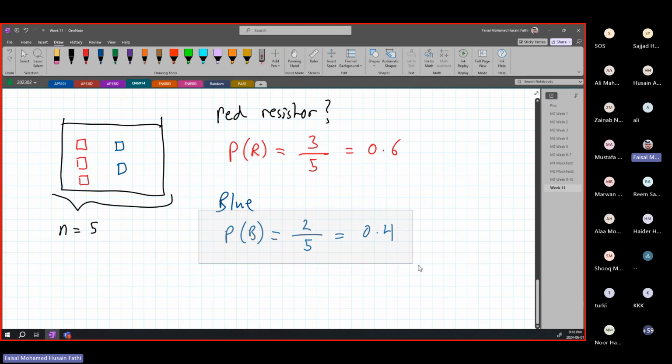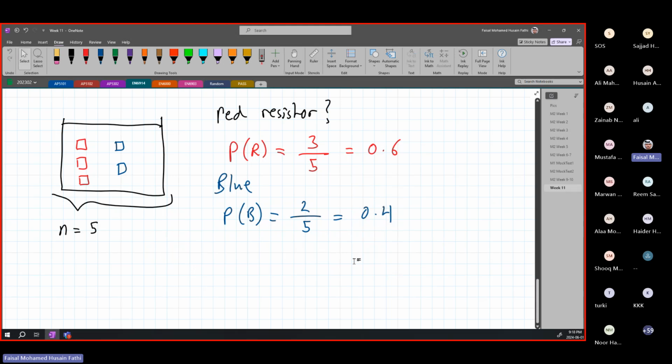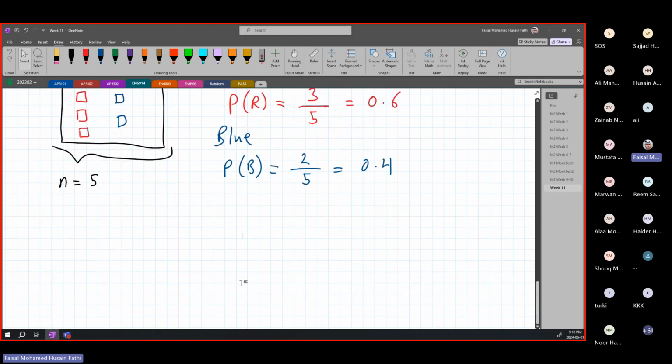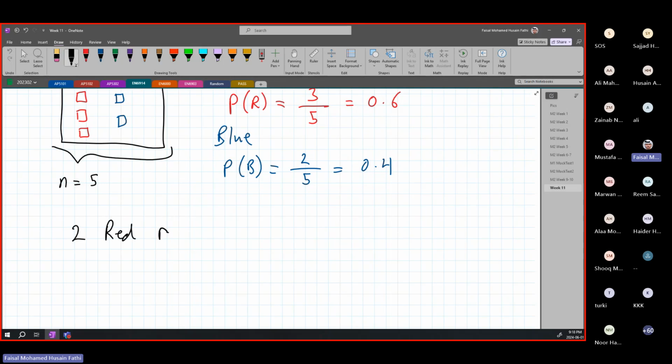So the probability of getting a blue resistor, we have 2 resistors out of 5. We are going to have this probability. Okay. Now, this is a basic example if we're just talking about one, and we're picking one resistor. What if I say we want to pick 2 resistors? So let's say, what is the probability of picking 2 red resistors without, or actually let's start with replacement.